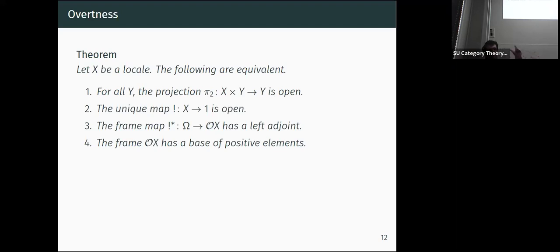So 3 being equivalent to 2 says this extra Frobenius reciprocity condition ends up being superfluous when you're considering this map to 1. That ends up coming for free, it turns out, in this particular case. So that's 2 and 3 being equivalent. Then 2 and 1 being equivalent: 1 implies 2 because we can take Y to be 1, the terminal locale. And 2 implies 1 because open maps are pullback stable.